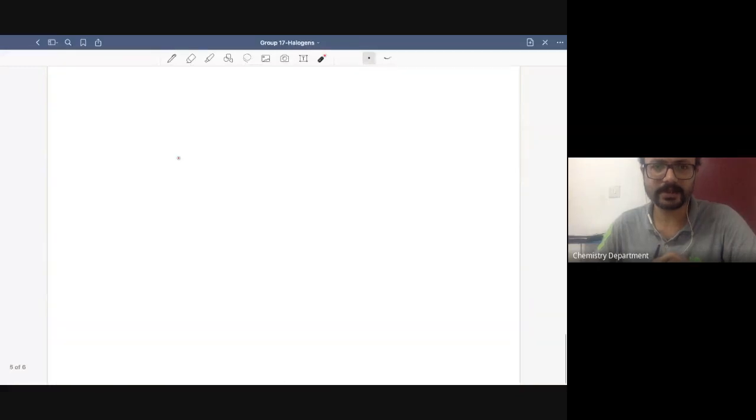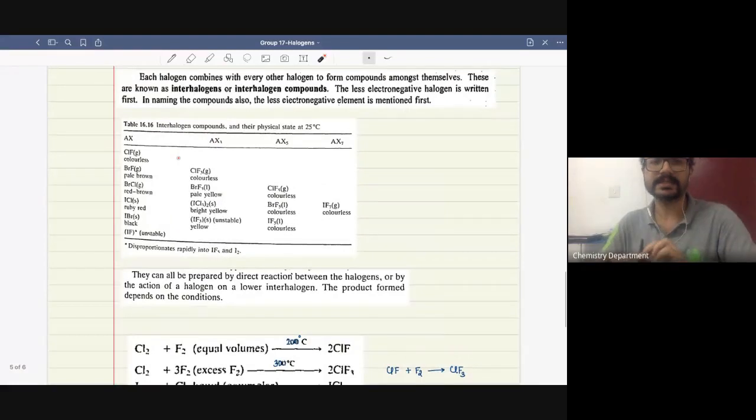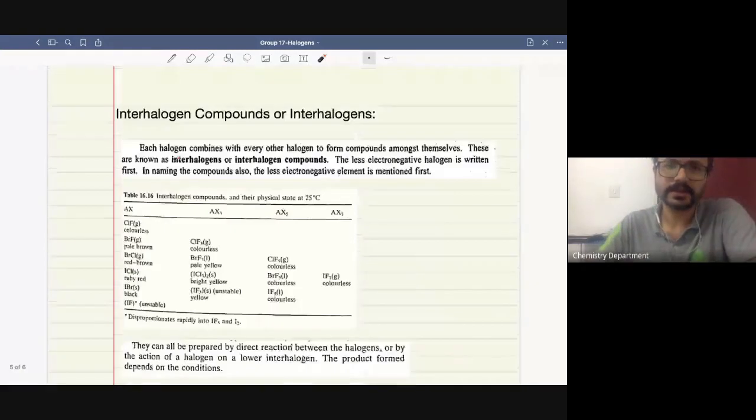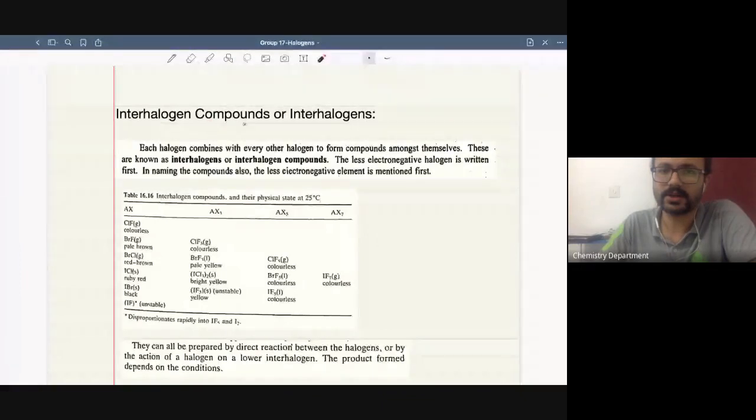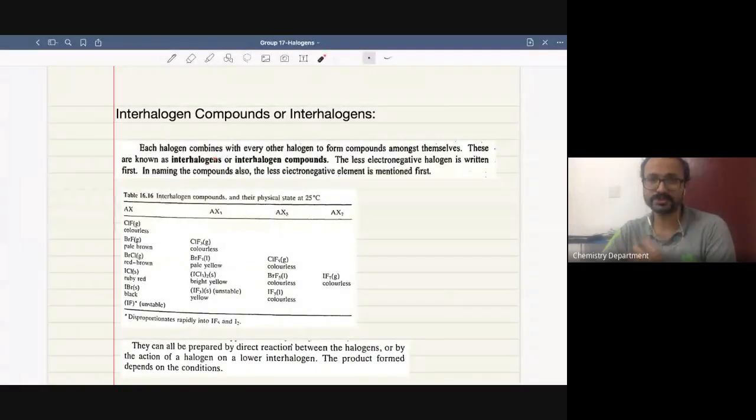So the last topic for today is the interhalogen compounds. Interhalogen compounds are also called interhalogens. As I discussed previously, when I said that halogens show the oxidation state of +4 or +6, it is because of the formation of interhalogens or the halogen oxides.